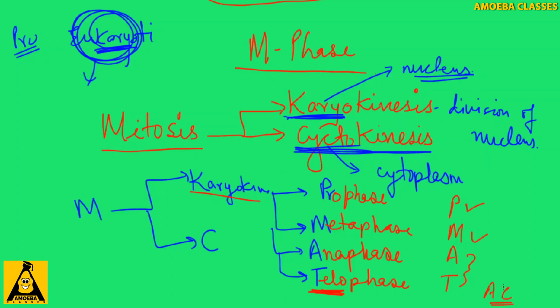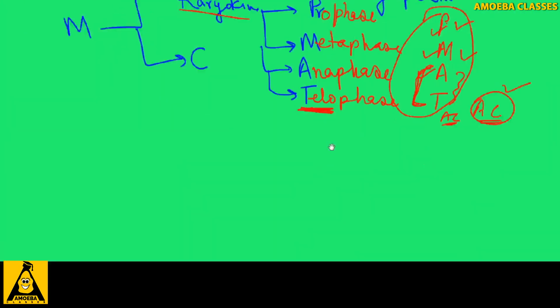Because you are watching right now what? Amoeba Classes. So you can learn this simple trick: Prime Minister AT will be at, and you have to edit this Amoeba Classes, or whatever you wish to, you can add, not only Amoeba Classes. Okay, so these are some basic things.